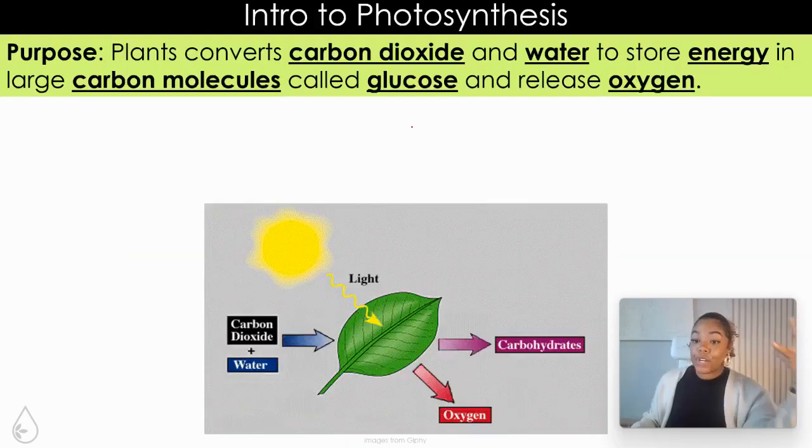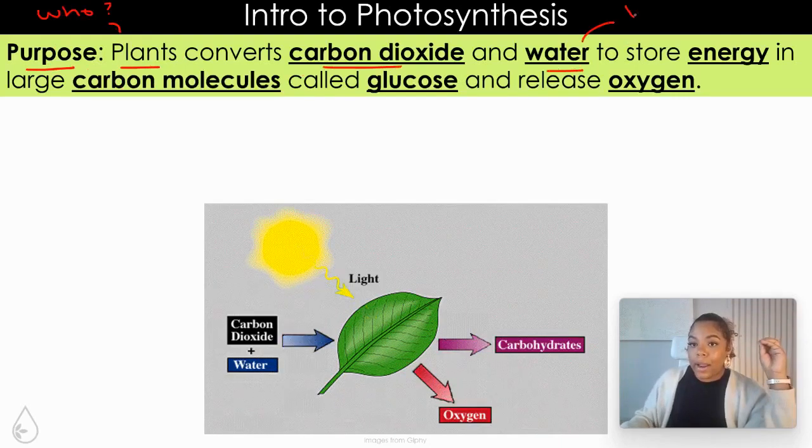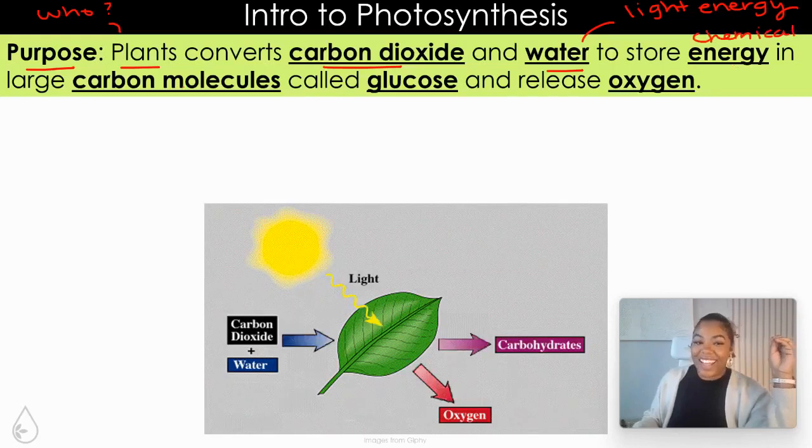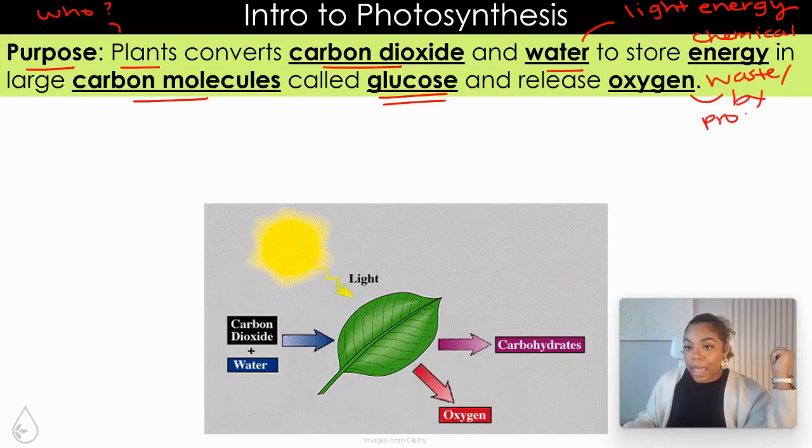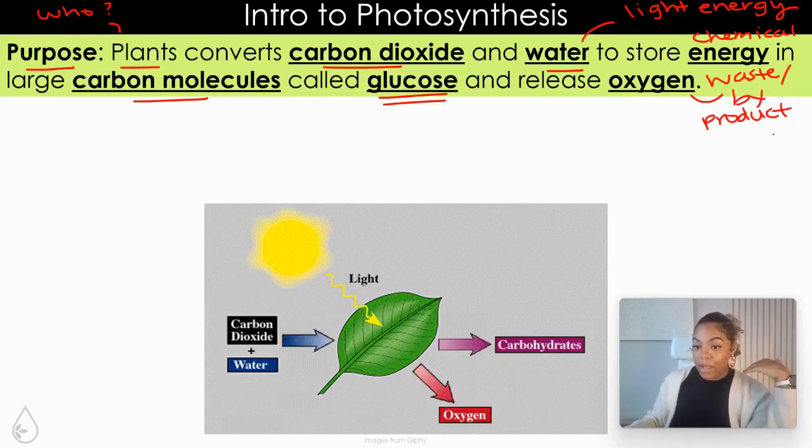So let's go into the first part, which is, what is the whole purpose of photosynthesis? Plants, so that lets us know who does it, convert carbon dioxide, water, and we're also going to add here light energy, and they use that to store chemical energy in large carbon molecules called glucose. And they also release oxygen as a waste, a byproduct, meaning it makes this, but it doesn't need it. So it just releases it as a byproduct.